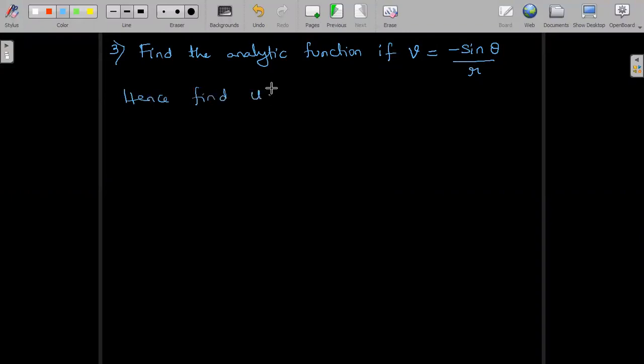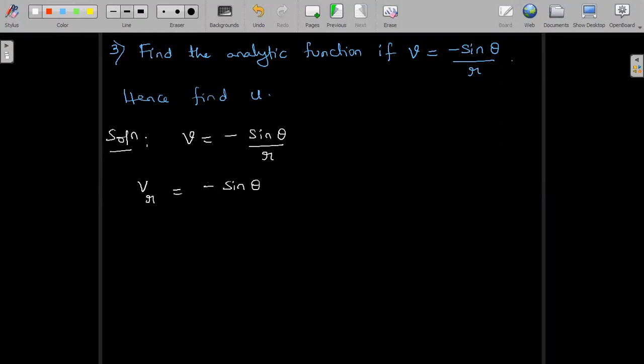So in most of the problems I am trying to consider both the f of z part as well as finding the real or the imaginary part, so that it is convenient for us to understand how to do. So let us see the solution for this. So solution, given v is equal to minus sine theta divided by r, let us find out the partial derivatives vr and v theta. With respect to r, when I want to differentiate, minus sine theta is a constant.